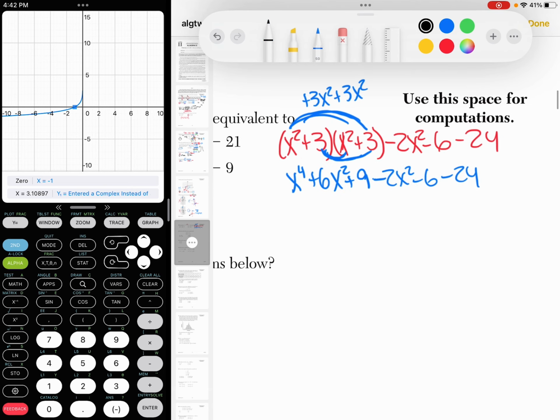And now I have to combine it all. So I only have one x to the 4th. I'll combine my x squared, so it'll be plus 4x squared. And then I'll combine my numbers, negative 21.